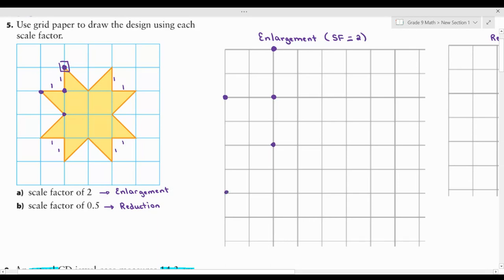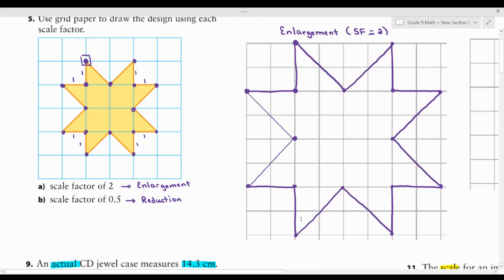So 1, 2, that gets me here, back 2, then I'm here, down 2, and here, again through 2, gets me here, through 2, gets me here, up 2, I'm right here, across 2, right here, through 2, right here, and I'll be here, go back 2, go up 2, through 2, and then you'll notice we end up back where we started. So I've now connected all of my dots that I drew out with the enlargement scale factor of 2.